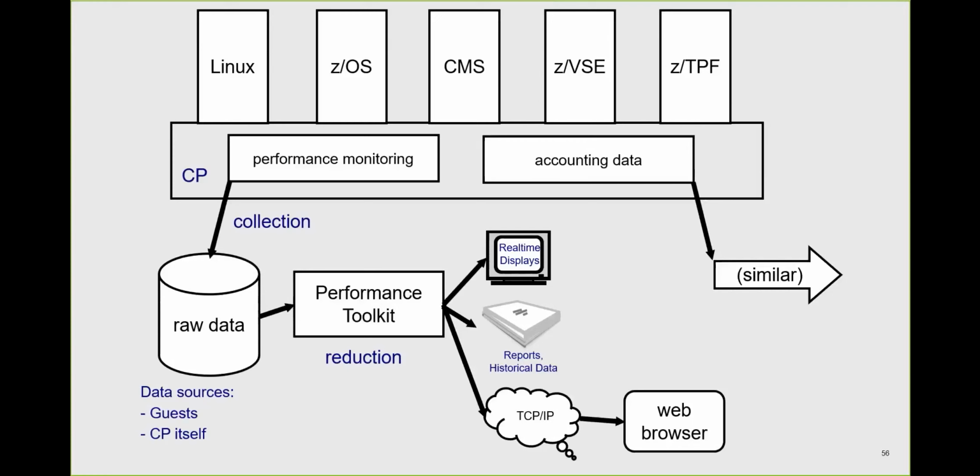We have our CP hypervisor, we're running a bunch of guests, and as we're running, we have a performance monitor that's collecting various things about our guests, about our hypervisor, right? And it's all being collected in the form of raw data. We also have this thing called Performance Toolkit, which will take that raw data and reduce it down to human readable content that we can then view and see how well our guests are doing, how well our system is managing resources, things of that nature.